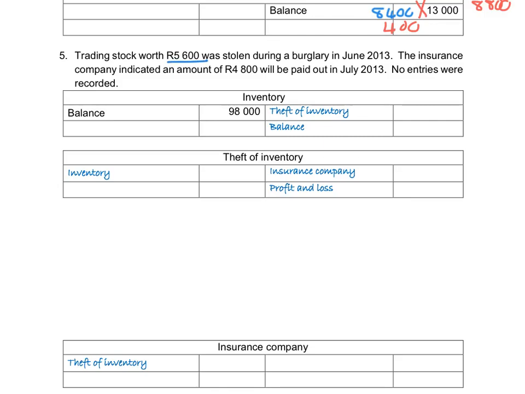The insurance company indicated that they will pay out 4,800. According to the trial balance, the inventory balance is 98,000. But we know that there were goods stolen, so we don't have inventory with a value of 98,000 on the premises. So I have to reduce my asset on the credit side with 5,600, and I will create an expense on the debit side, 5,600. Okay, so that means we say that we've got an expense of 5,600 that will reduce my profits.